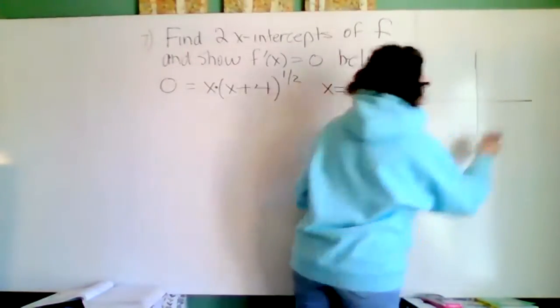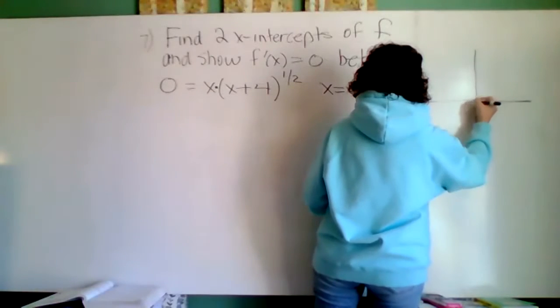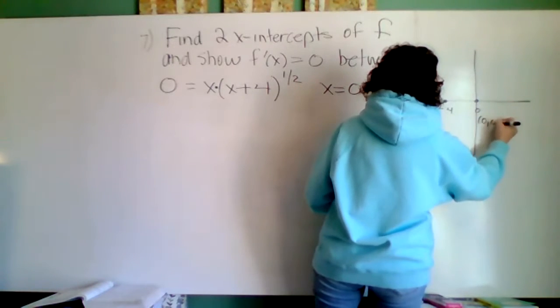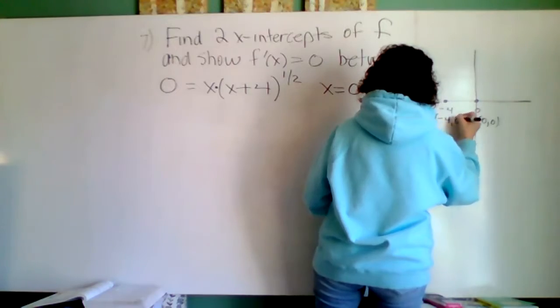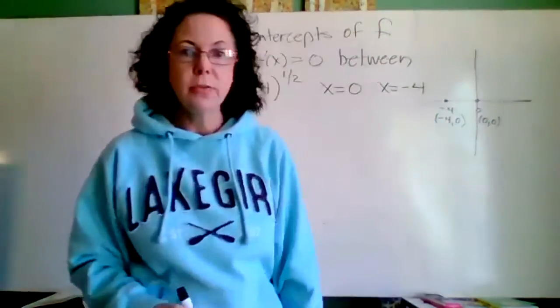Now if I drew a picture of that, let me see, did I set it up right? Can you see that? Yes, you can. Okay, that would be between 0 and -4. And if I asked you what these points are, you would tell me this is the point (-4, 0) and that's the point (0, 0).